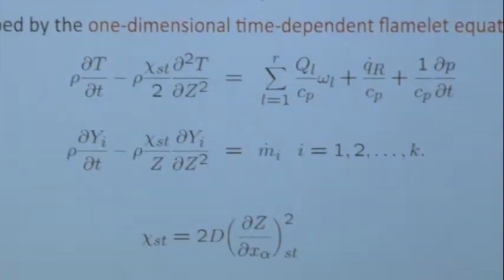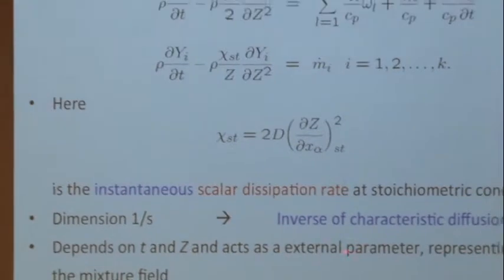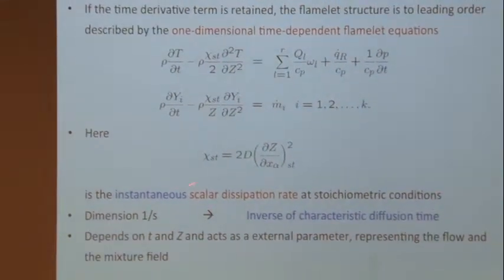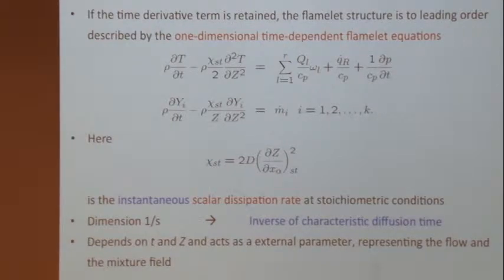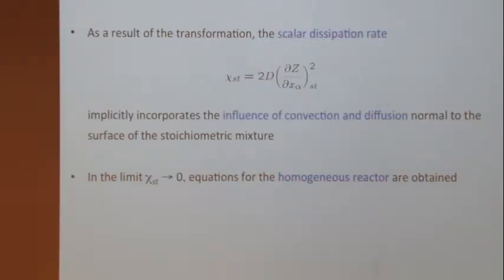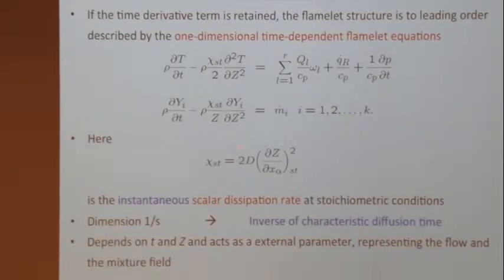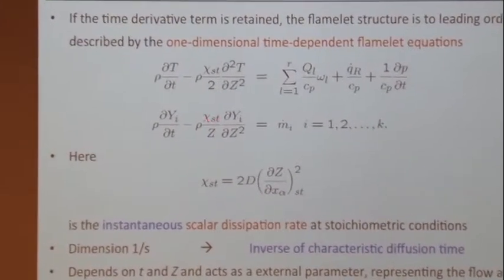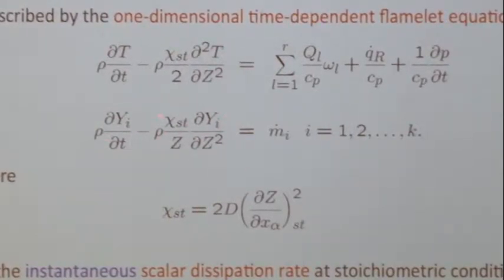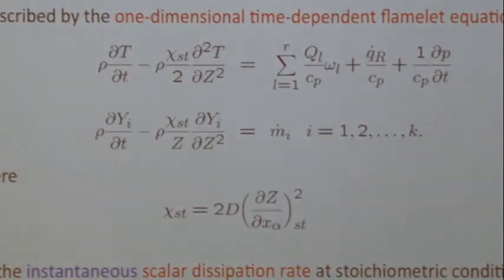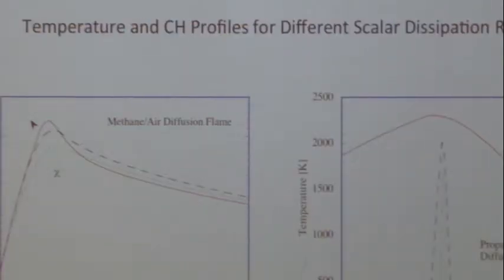Dissipation rate is very important here, the inverse of a characteristic time, and it is related to this diffusion process. The other thing you see here is that if chi, the dissipation rate, goes to 0, then this term goes away, and you get the equations for a homogeneous reactor. So that limit is incorporated in these equations.